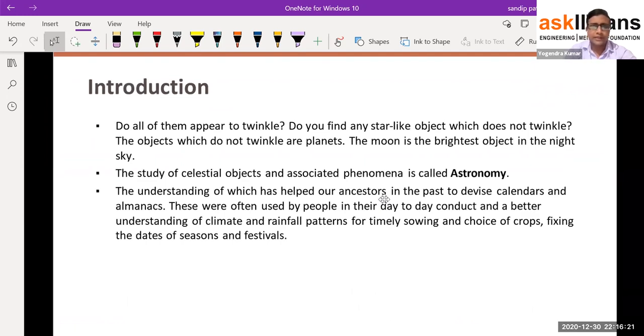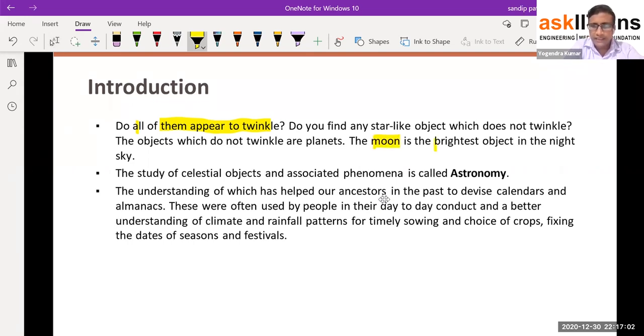So as I already discussed, stars appear to twinkle, right? I already discussed why they are twinkling. And there are two different things we can say: stars and planets. Stars do twinkle, planets do not. Why? Because stars have their own light and planets do not have their own light, right? So this is the main difference between stars and planets. You should remember. Okay.